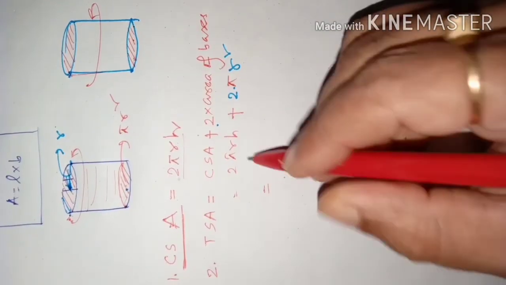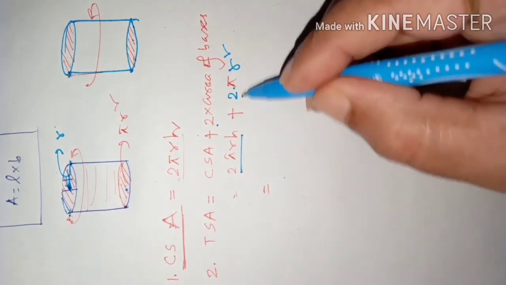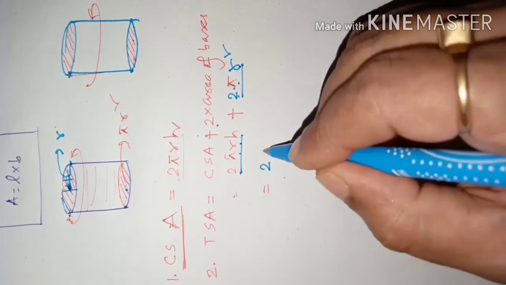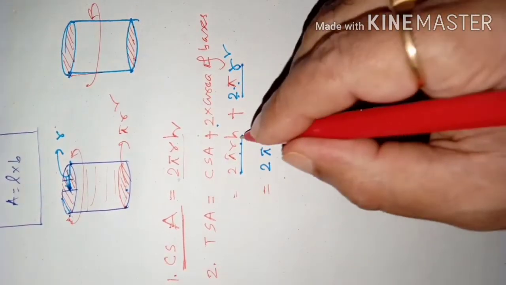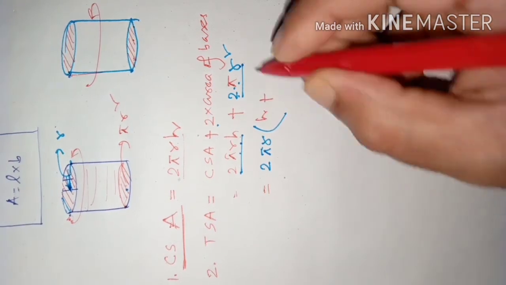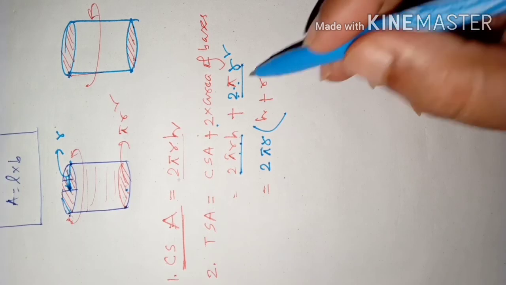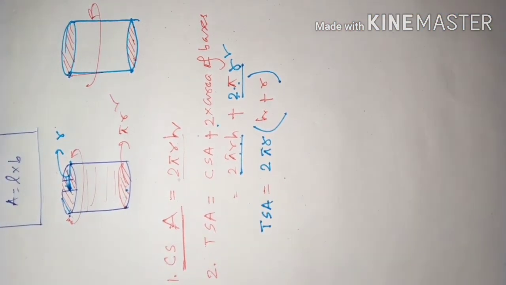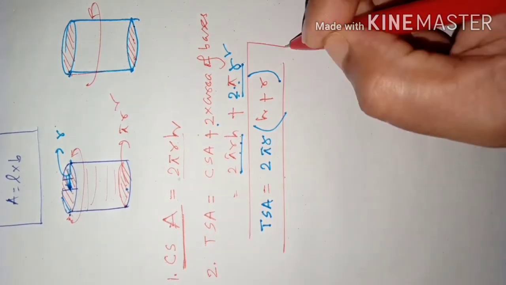So total surface area will contain like this, 2 pi r h and 2 pi r square. 2 pi r is here, 2 pi r is here. So we can take 2 pi r common, then the uncommon things you write inside the bracket. What is that? H plus, what is here? R. Then bracket closed. This is total surface area. Okay, dear students? Total surface area.